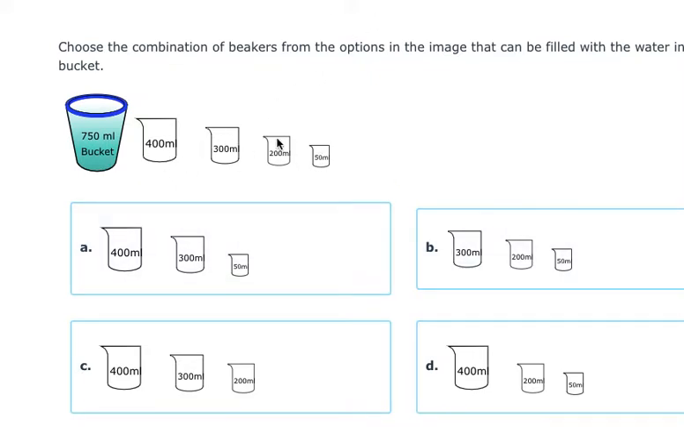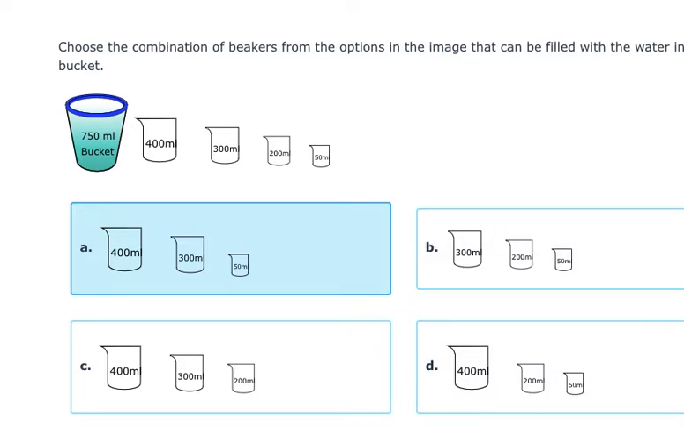No, those are the options. You have to choose one of them here. Which one is correct? I know. It is this one, because 400 plus 300 plus 50 will make 750. Rest other combinations are not making 750.